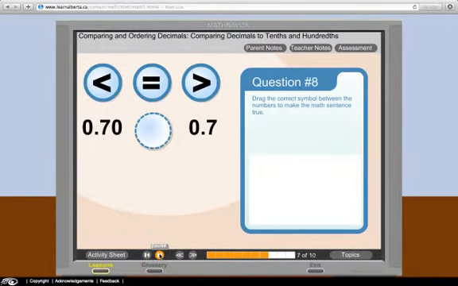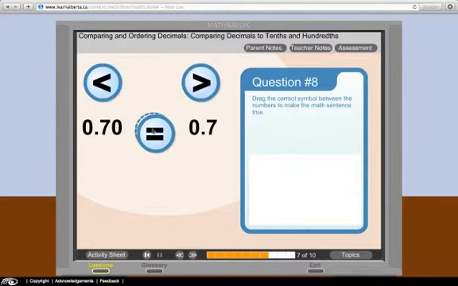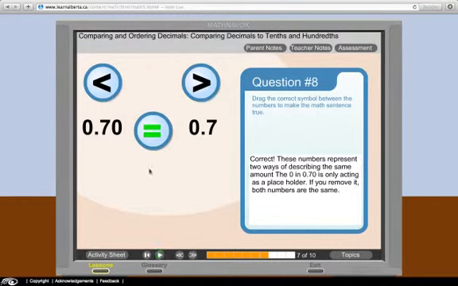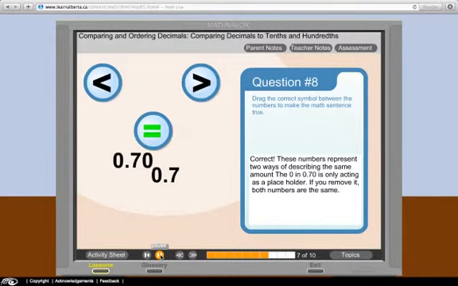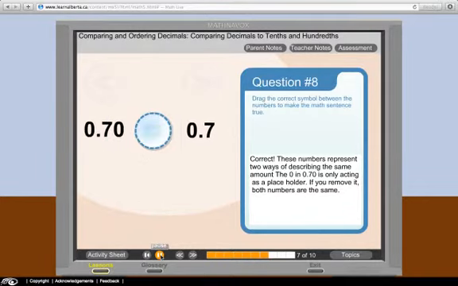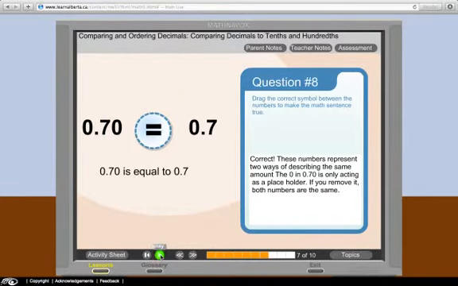Drag the correct symbol between the numbers to make the math sentence true. 0.70, 0.7. Remember, there's always hidden zeros behind here, so this one would be 0.70 as well. Therefore, they would be equal. Notice they line up the decimals always to compare them.